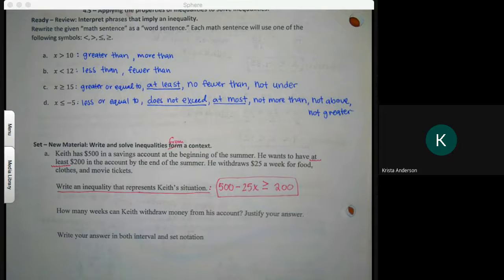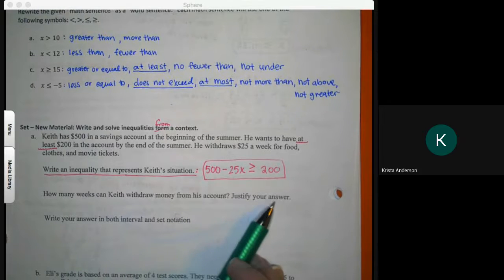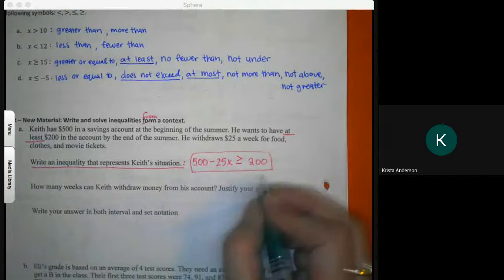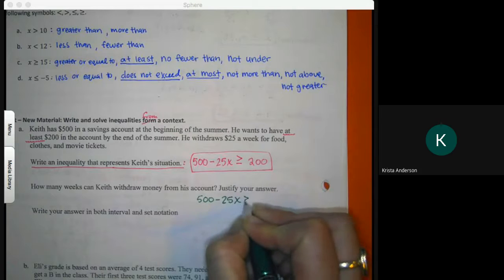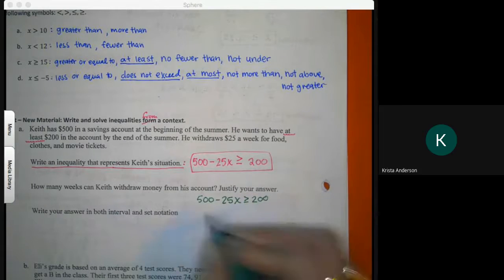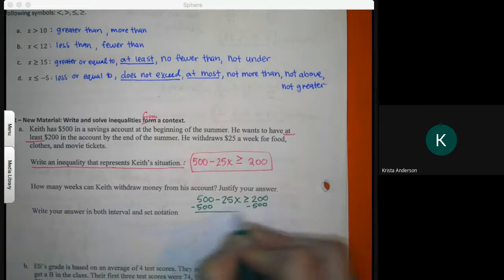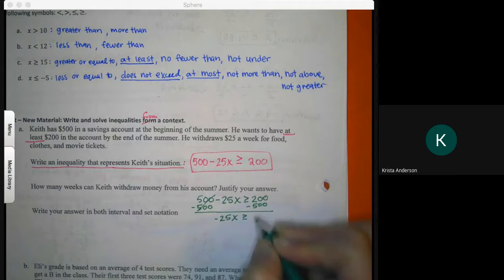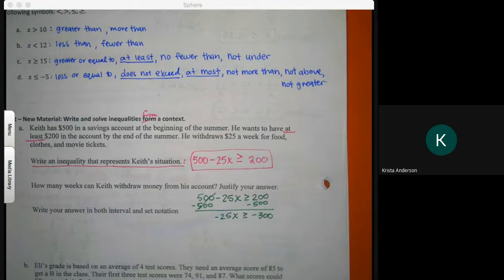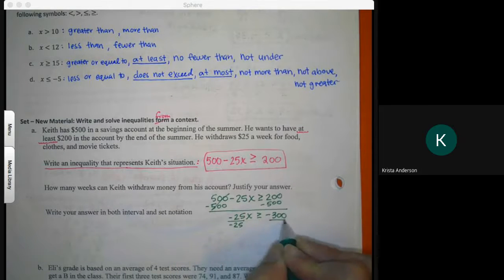Second, it asks, how many weeks can Keith withdraw money from his account? Justify your answer. So I have this inequality we built, and I'm just going to solve it. We subtract the 500. That would cancel out. 200 minus 500 is negative 300. I then divide it by a negative 25. I have to be careful.